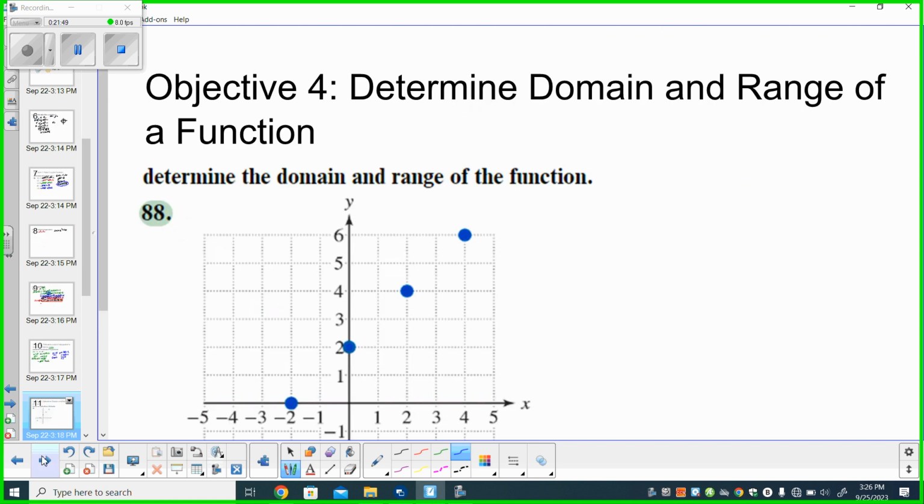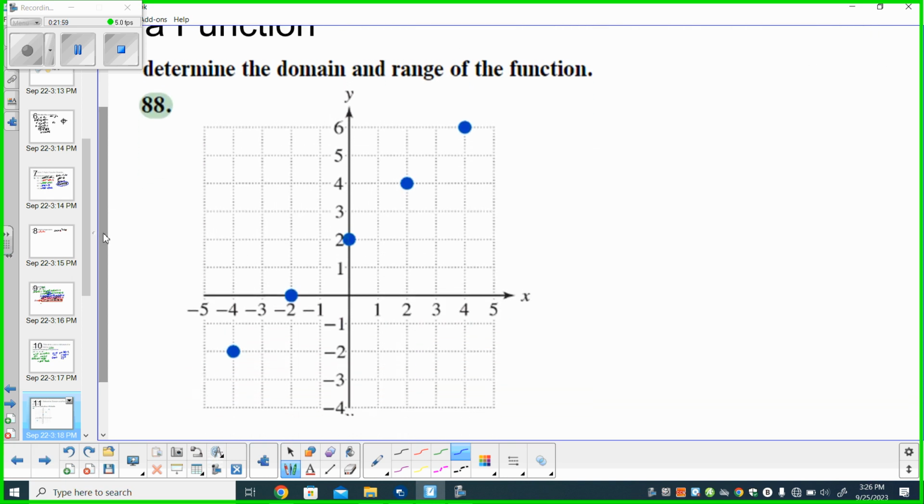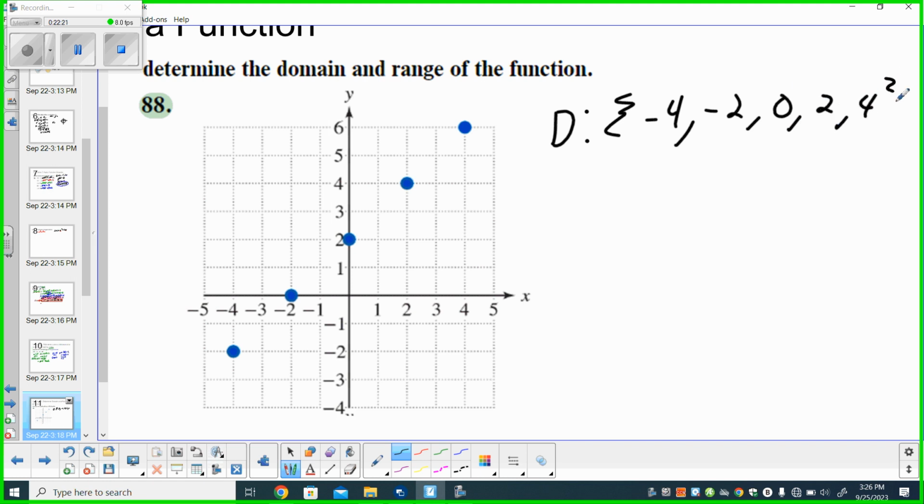All right. In objective 4, we wanted to determine the domain and range of the function, kind of like what we did in objective 1. Given a graph, just give me the domain and range. So if I want the domain, which you can denote as just D, if it gives you a scatter plot, you want to start off with the curly brackets and then just go from least to greatest. So I see that I have negative 4, negative 2, 0, 2, and 4. Again, going from least to greatest, never repeating any of your values.